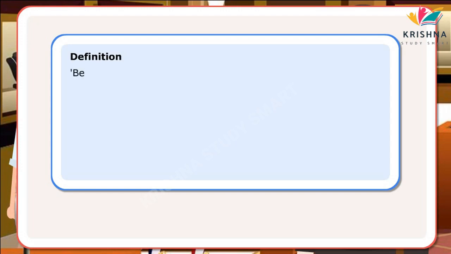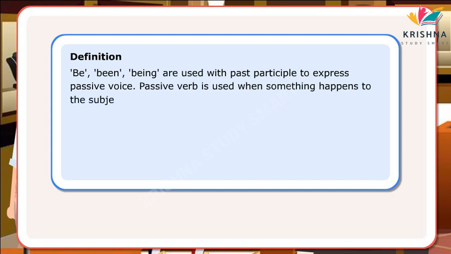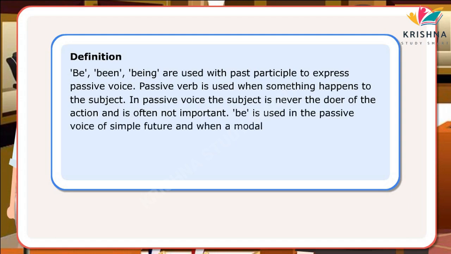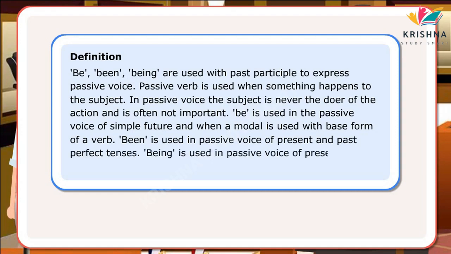Definition: be, been, being are used with past participle to express passive voice. Passive verb is used when something happens to the subject. In passive voice, the subject is never the doer of the action and is often not important. Be is used in the passive voice of simple future and when a modal is used with base form of a verb. Been is used in passive voice of present and past perfect tenses. Being is used in passive voice of present and past continuous tense.